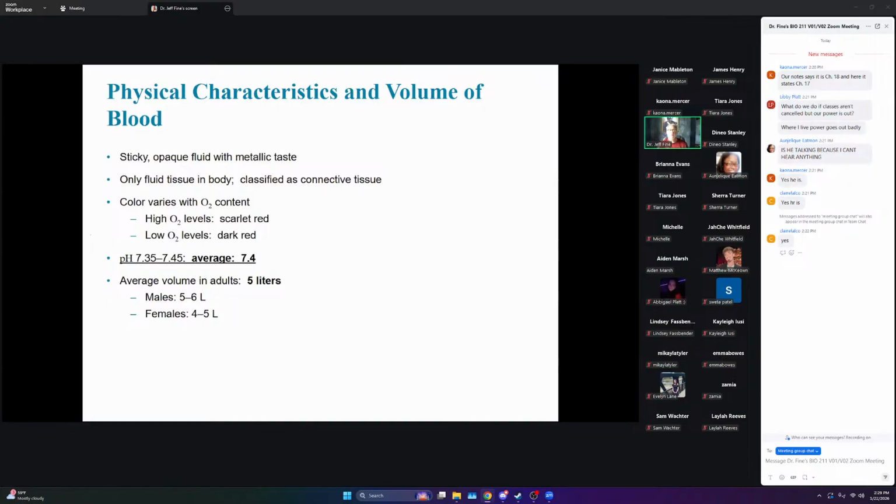All right, so the basic characteristics of blood, you guys know most of this already. Obviously, blood has a sticky consistency to it with a metallic taste due to the iron concentration in the hemoglobin found in our body, in our blood rather. It is, again, the only tissue type that is liquid in nature. And again, it's classified and falls into that connective tissue category that we studied in depth back in Bio 210.